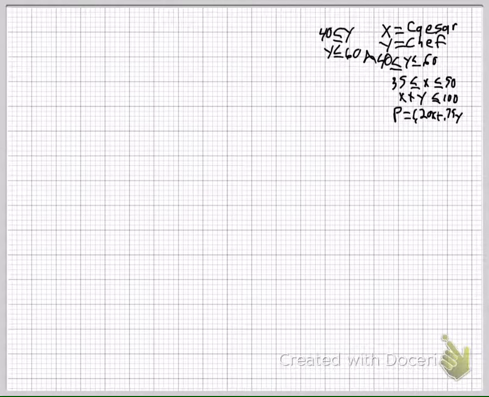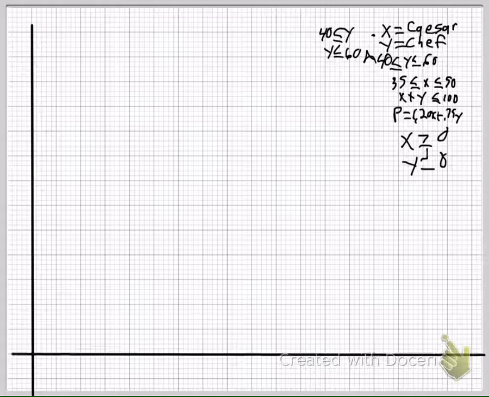So we're going to let X equal the number of Caesar salads we're making. We're going to let Y equal the number of chef salads we're making. And we are then going to go from there. So X has to be greater than 0, Y has to be greater than 0. So we're in our first quadrant.